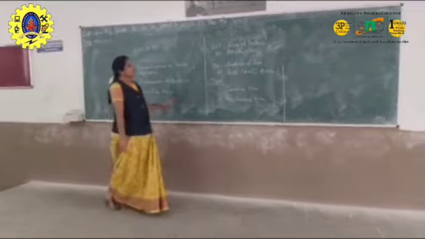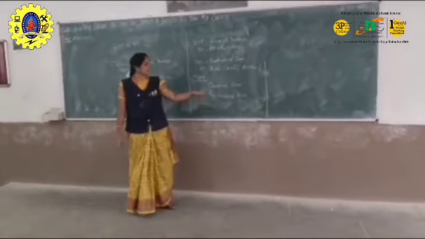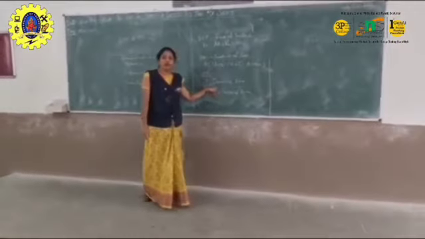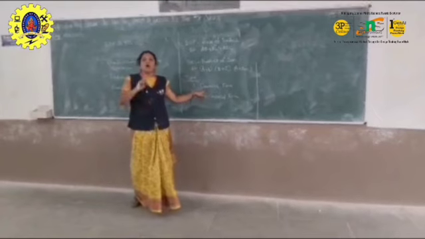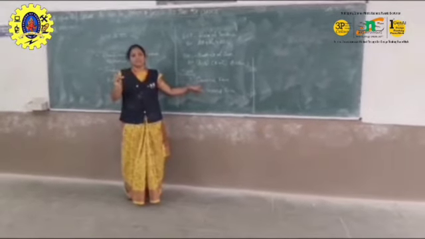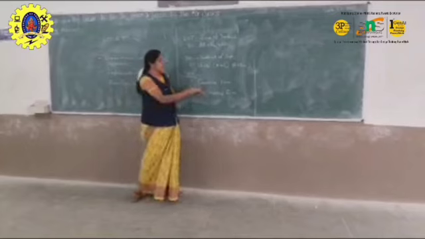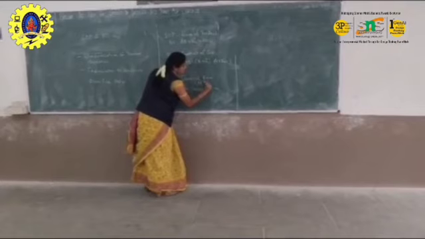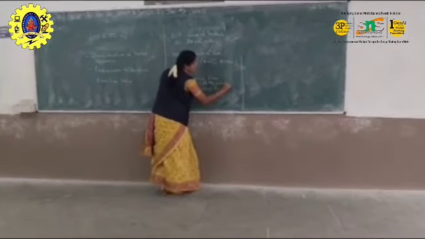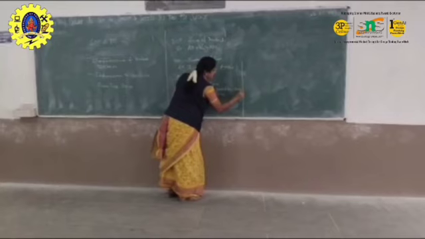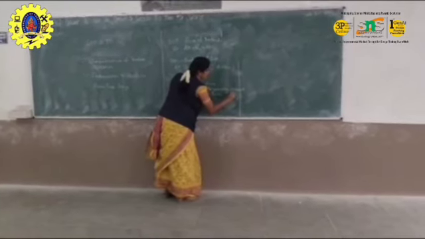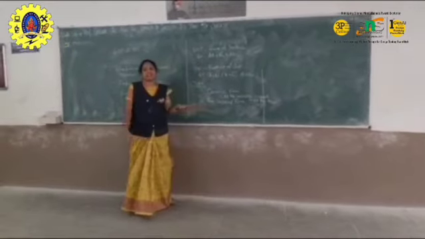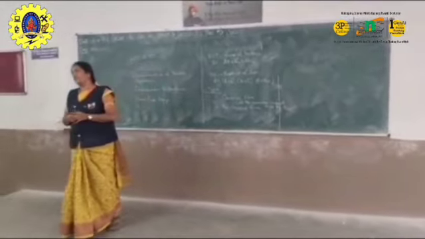There are two types of forms: canonical and non-canonical form. The first one is canonical form. In canonical form, all the variables are present in all the terms. And in non-canonical form, all the variables may or may not be present.